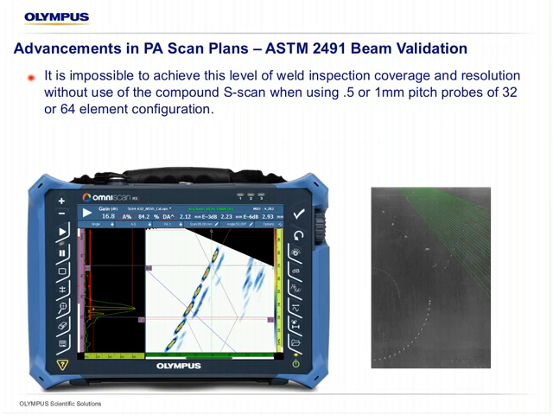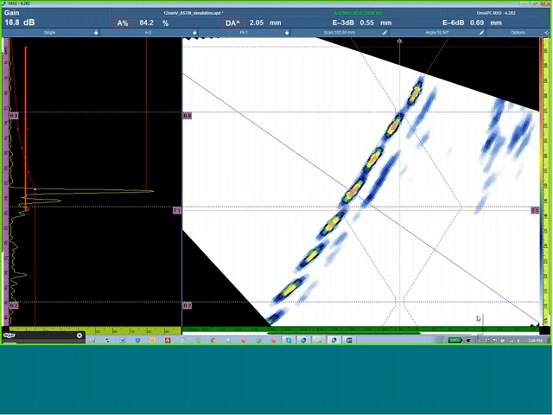After you do this a couple times using a standard S-scan and a compound S-scan, the benefits are very obvious. It is impossible to achieve this level of coverage and clarity without use of a compound S-scan when using 0.5 or 1 millimeter pitch probes of 32 and 64 element configuration that are very common in the phased array industry.